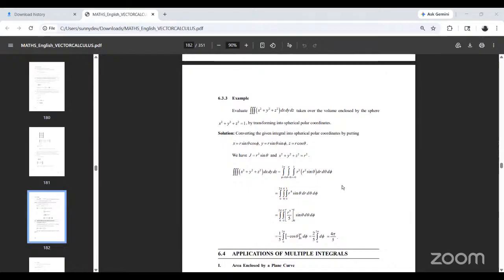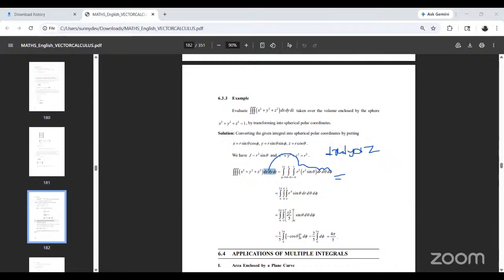You should remember one thing, that dx, dy, dz becomes r square sine theta into dr d theta d phi. So remember here one thing. So dx, dy, dz, that equals r square sine theta dr d theta d phi. So that becomes r power of 4 sine theta dr d theta d phi.